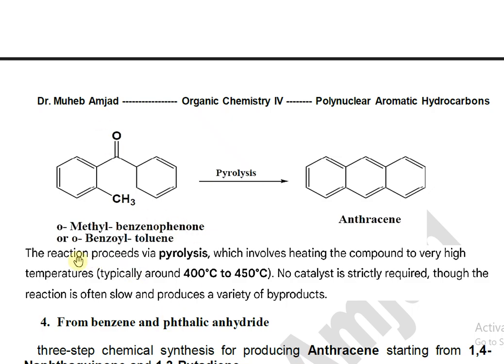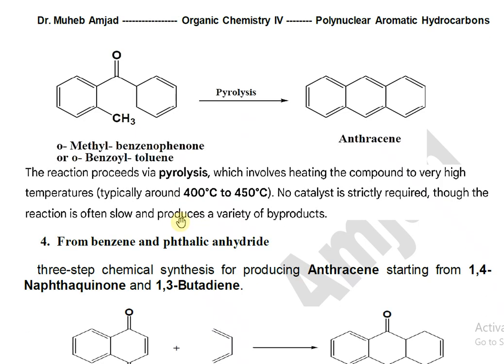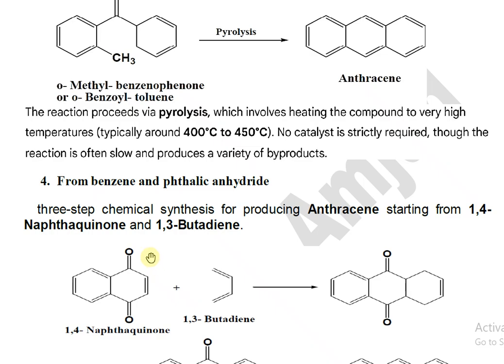So pyrolysis means a chemical reaction process under high temperature, maybe with oxygen or without oxygen. Both of them can be used. So this is the meaning of pyrolysis, the term for this process. The fourth method is to prepare anthracene from benzene and phthalic anhydride.